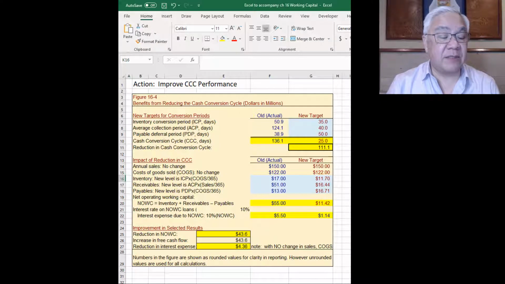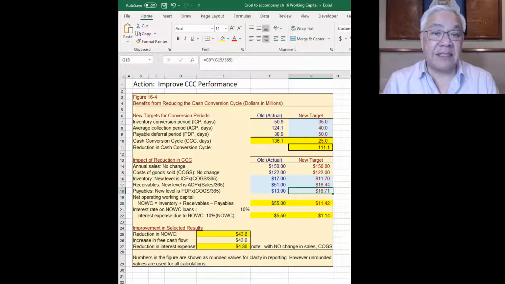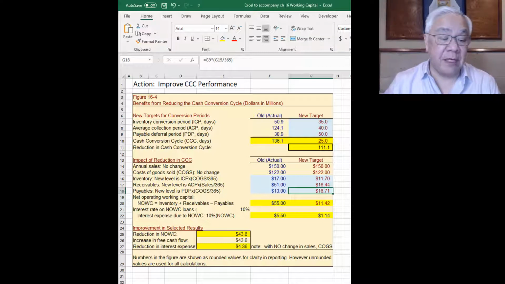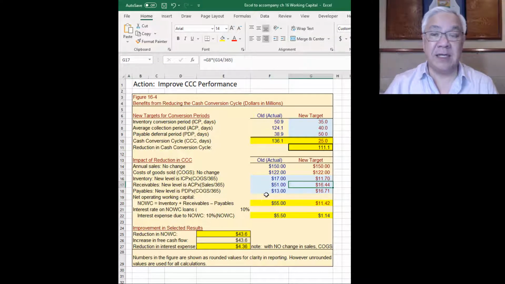We do the same for receivables, and we have the new target of 40. If we're able to accomplish the 40, then the receivables level would be the average collection period of 40 times the sales divided by 365. And that's this calculation here. It equals 40 times 50 divided by 365, and we end with 16. And there is a massive change, right? Because we used to have 51 million tied up in receivables, and with this change, we would be able to accomplish 16 million.